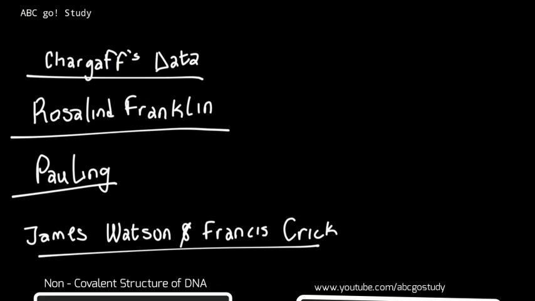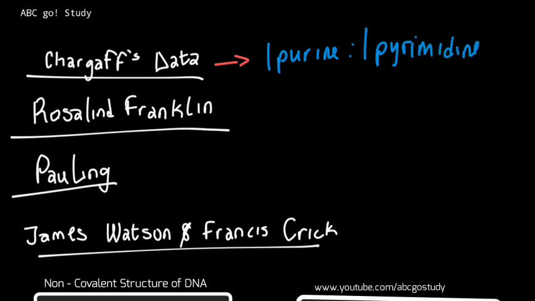So these scientists made it possible for us to understand DNA very well. From Chargaff's data, we have a one-to-one ratio of purine to pyrimidine. So let's write that out: one purine is attached to another pyrimidine. That's what we can get from that data: a one ratio of purine to one ratio of pyrimidine in our DNA.